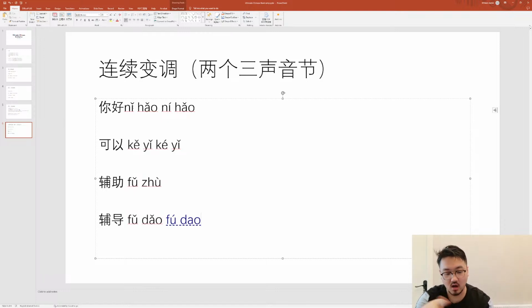导, third tone. Okay? 辅导. Alright, so I think you already know this 连续变调. If you've got two third tones combined together, it becomes pretty hard to pronounce, and you have to change that to the second tone and third tone. As simple as that. Okay? So I think that's pretty much all about the course 1.